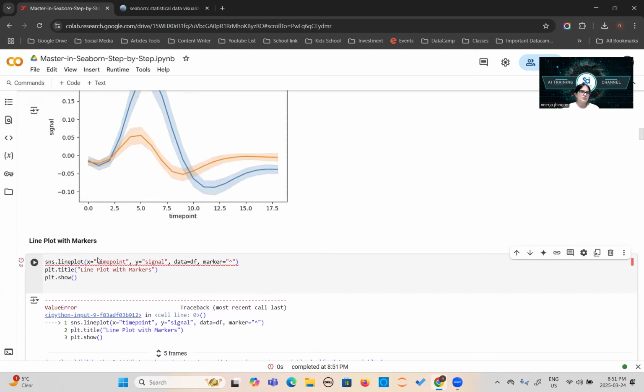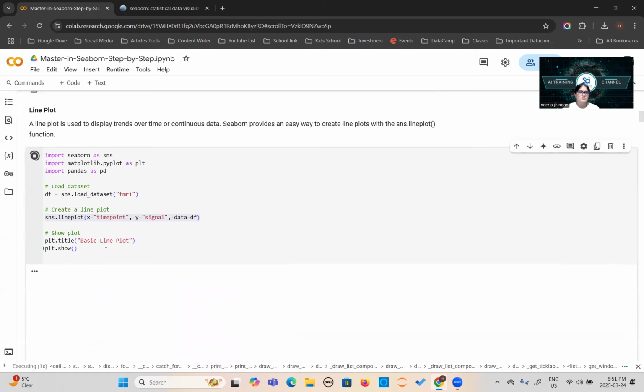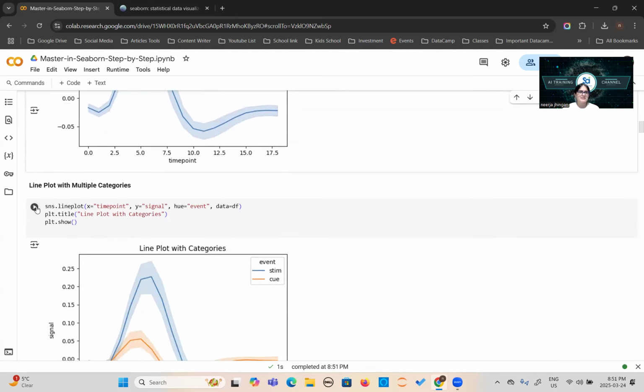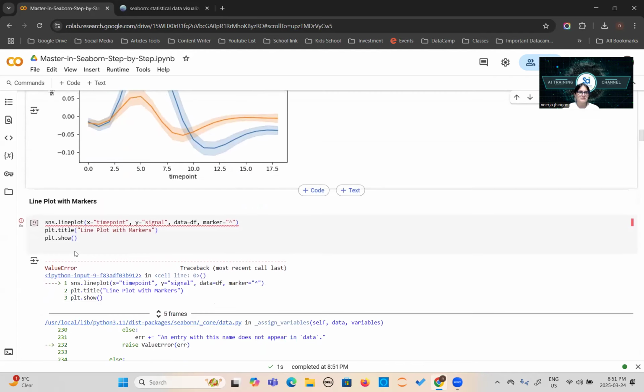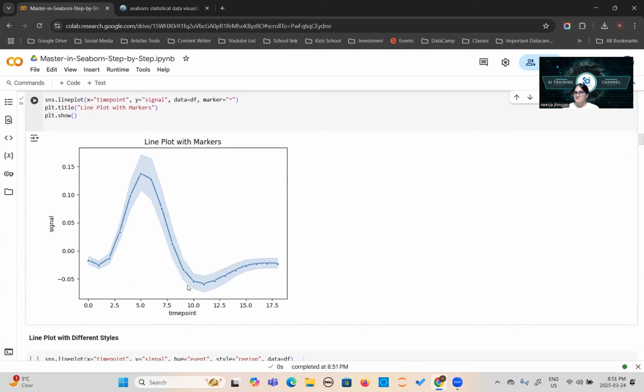We can try this out if it works, but for the x and y data, we need to rerun this one. Let me rerun this one. It is not picking up because I ran this earlier. We need to rerun. Okay, so now it is adding. So you can use a marker according to your choice. It is showing all data points here.